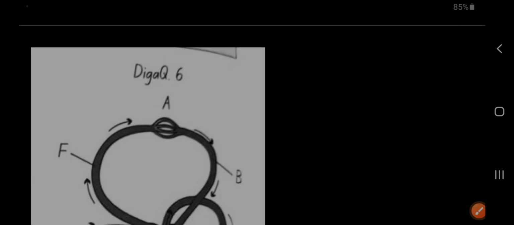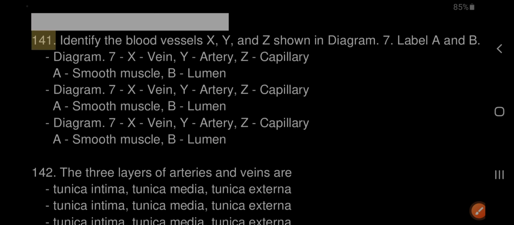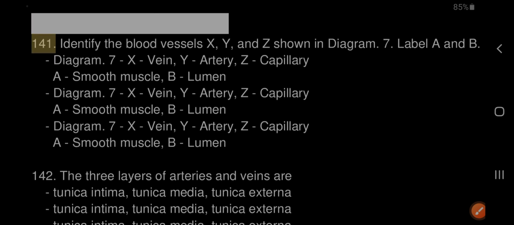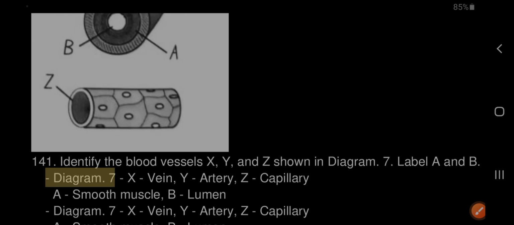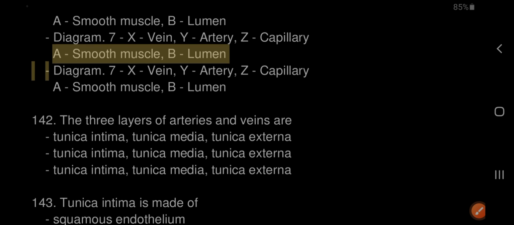141. Identify the blood vessels X, Y, and Z shown in Diagram 7. Label A and B. X. Vein. Y. Artery. Z. Capillary. A. Smooth muscle. B. Lumen.